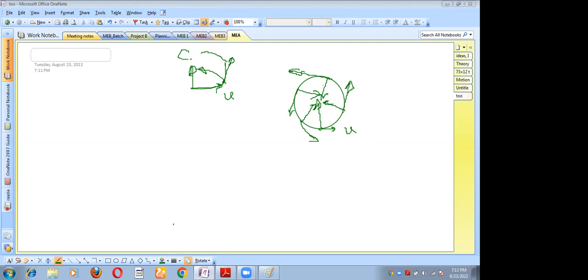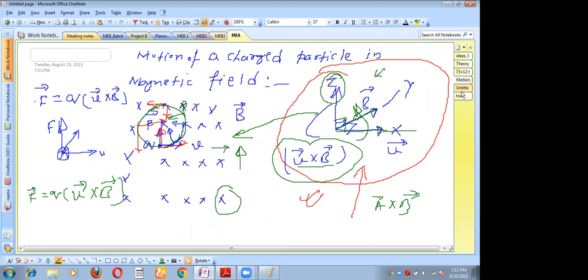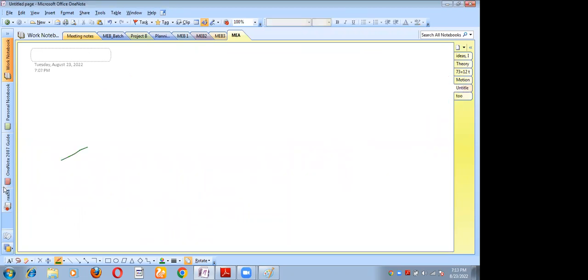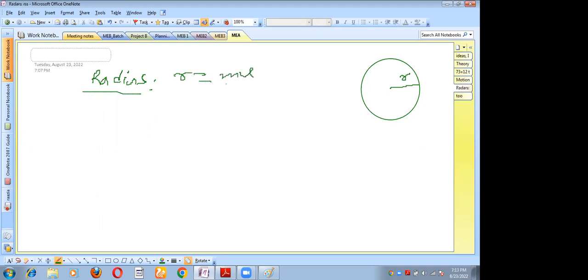Alright. So this is how we should calculate the direction of force and the magnitude of force. Now we were talking about the different parameters associated with the circular motion, right? So first we will calculate the radius. Suppose the radius of the circular path is r. How do we know the formula for radius in a circular path? You may have studied it in your basic class 12. The formula for radius is r is equal to mv by qB, right?